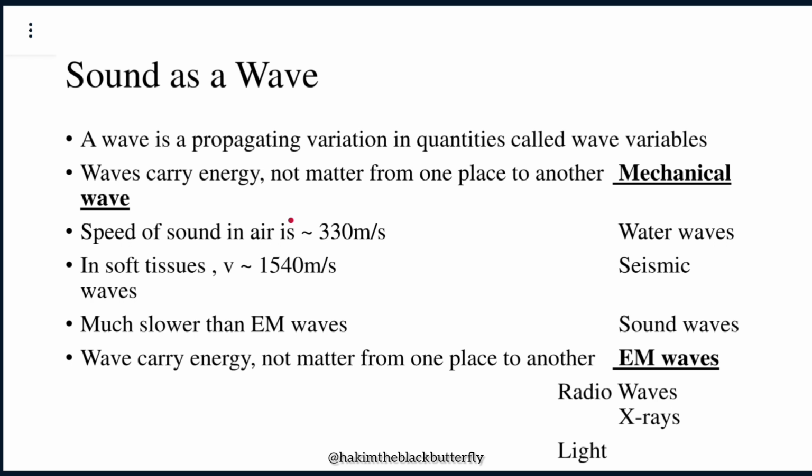This speed is much slower. This sound is much slower than the speed of electromagnetic waves. The speed of electromagnetic waves like light, X-rays, gamma rays is about 300 million meters per second. That is 3 exponent 8 meters per second. So sound really travels very slowly.